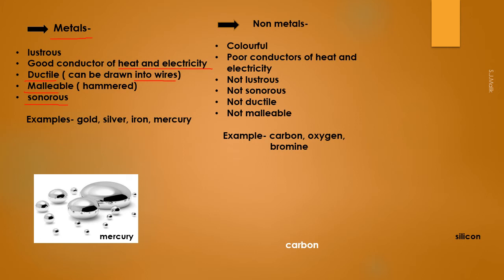Non-metals. Non-metals are colorful and they are poor conductors of heat and electricity. Except graphite, non-metals do not conduct electricity and heat. They do not have shine. That is why they are not lustrous, they are not sonorous.